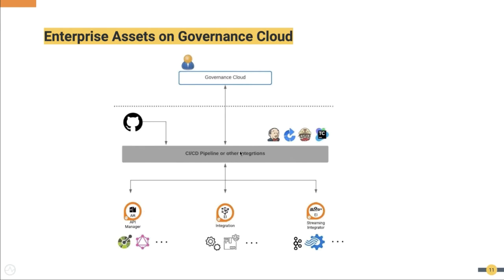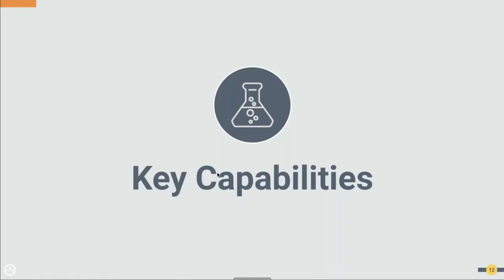So you can use the CI/CD mechanisms to fetch details out of API manager and enterprise integrator and other types of solutions. It doesn't have to be only these, it can be many other multi-vendor systems. Use the CI/CD platform to do some integration, fetch those details, and then make use of the REST API that is available in the governance cloud to populate the governance cloud. So that's the mechanism that we are looking at.